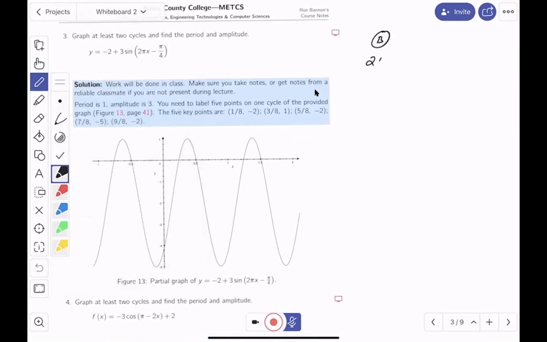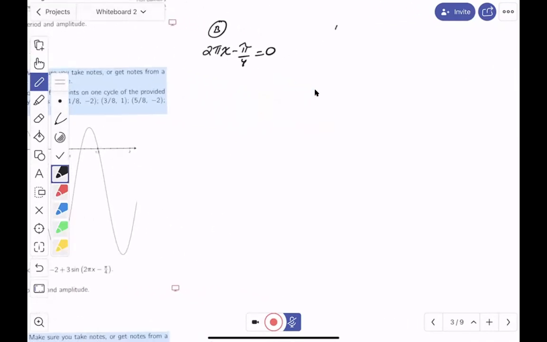And that's going to be 2 pi x minus pi over 4 equals 0. And I'm going to do an end for that. And let's see, 2 pi x minus pi over 4 equals 2 pi. Let's see what we get over here. 2 pi x equals pi over 4. Well, I guess I would divide through by 2 pi. And again, you need to be able to do basic things like basic algebra. This should give me 1/8.